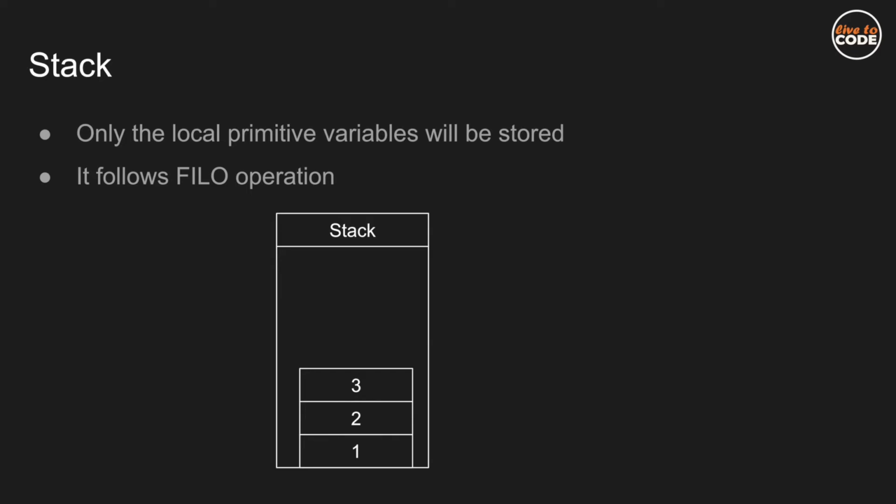Now I'm going to pop the element from the stack. When I pop the element from the stack, the recent item comes out first, then the second, then the third one. This is the first in last out operation. The element which comes in first comes out last.